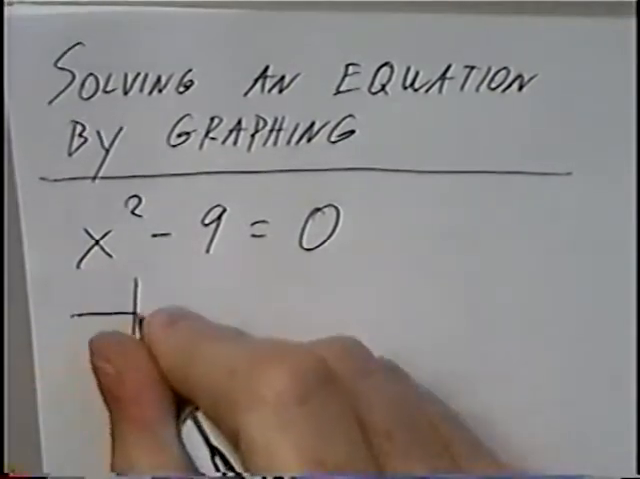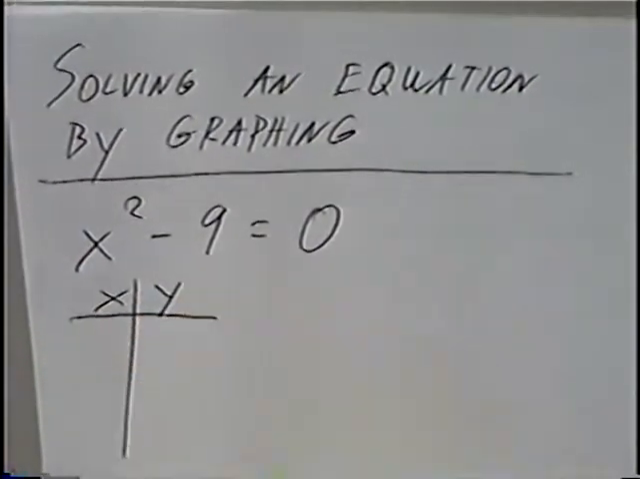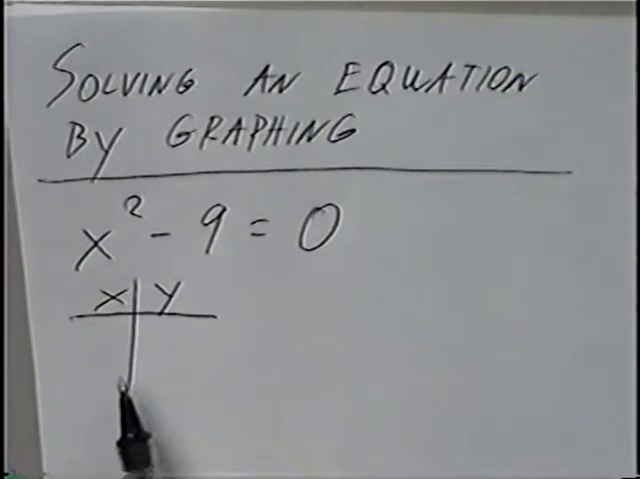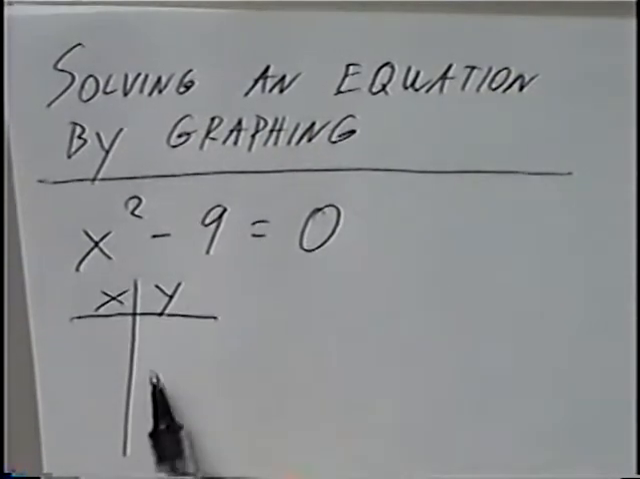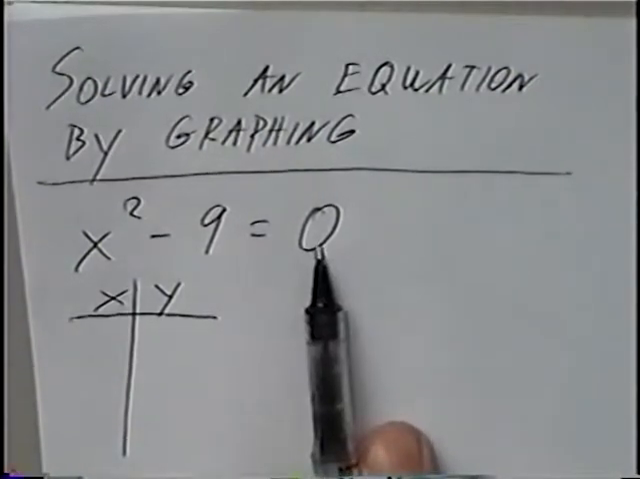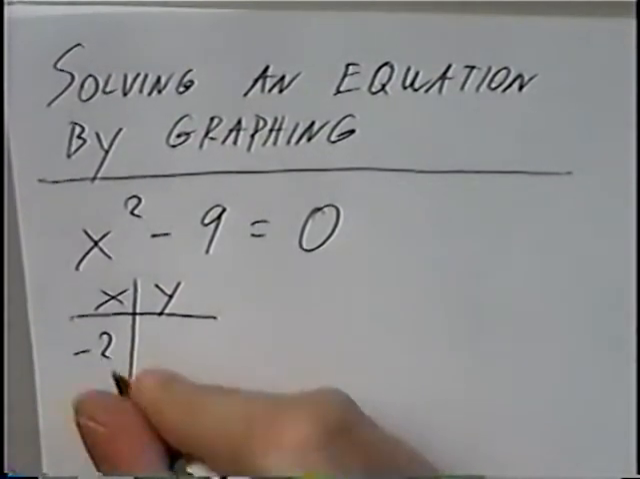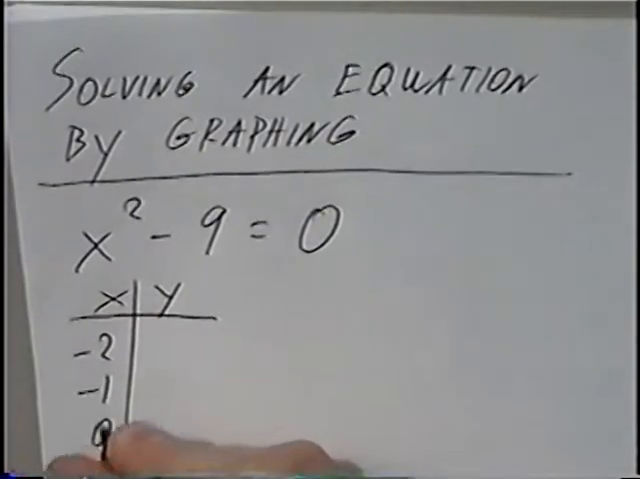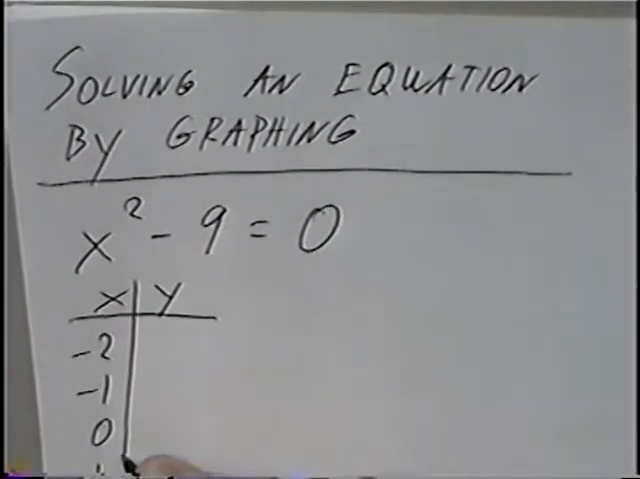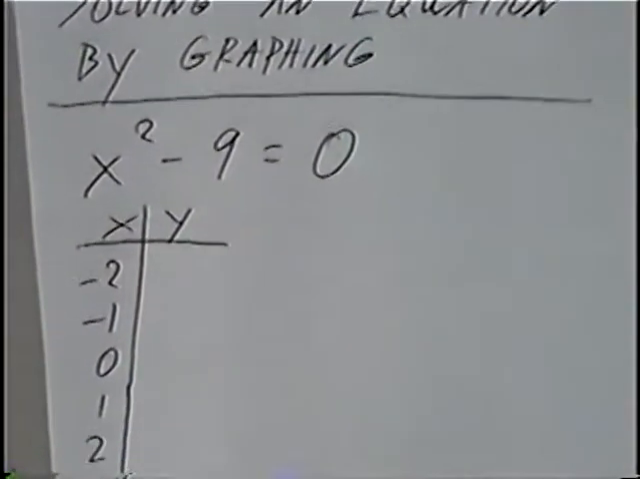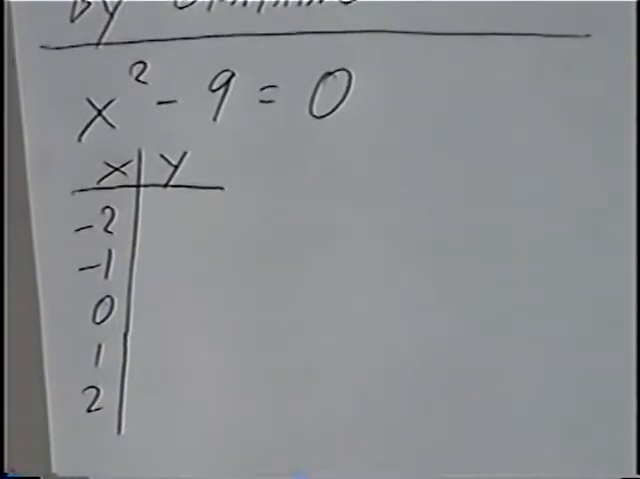We can make a t-table, x, y, and picking x values, we'll plug it in, and the answer to this we'll put as y, and again we're looking for the answer to be 0. The numbers again we can start with, -2, -1, 0, 1, and 2. These numbers will give us starting points, and we can see if it's equal to 0 or if we're close to 0.